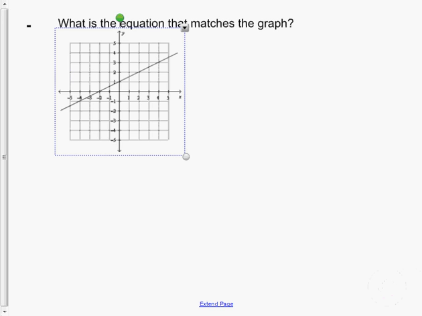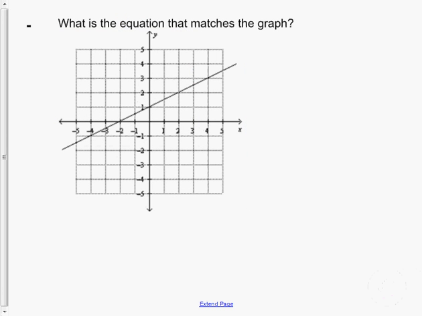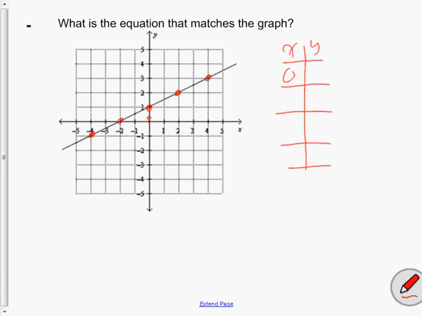What is the equation that matches this graph? Let's take this and open it up a bit. Now, the first thing you want to do is put on your graph any points where you know the exact location. So these are the ones I know the exact location for. Then when I make my XY table of values, I'll be able to say X is 0, Y is 1. X is 2, Y is 2. X is 4, Y is 3. And that's all I need. It's just 3 points to find my equation.